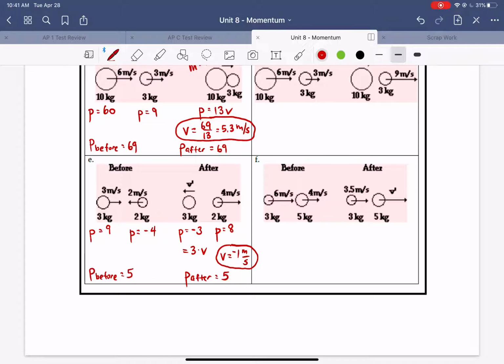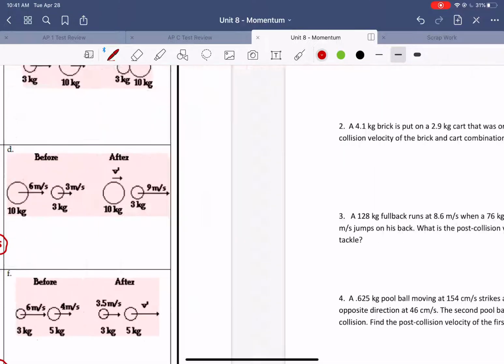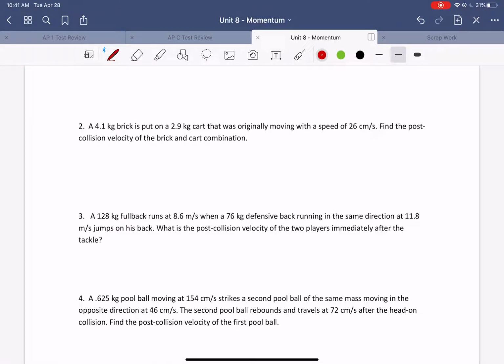All right, so I'll work a couple on the second page. Number 2 says you have a brick which is placed on a 2.9 kilogram cart that was originally moving with a speed of 26 meters per second. And you're asked to find the post-collision velocity of the brick and cart combination. This is actually a problem which is kind of hard to recognize as a collision in the first place, because it's not a collision in the traditional sense that you usually think of. Here the brick is just being sort of gently placed on the cart. But we can still treat it as a collision.